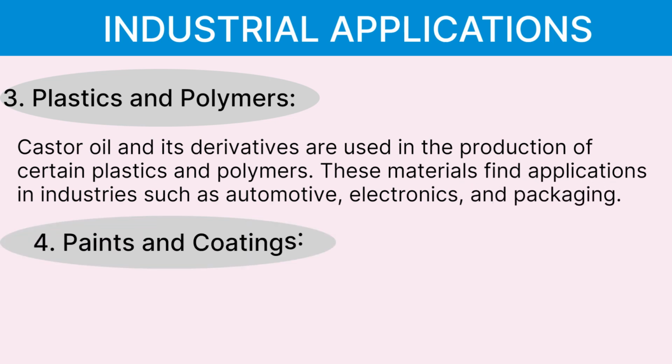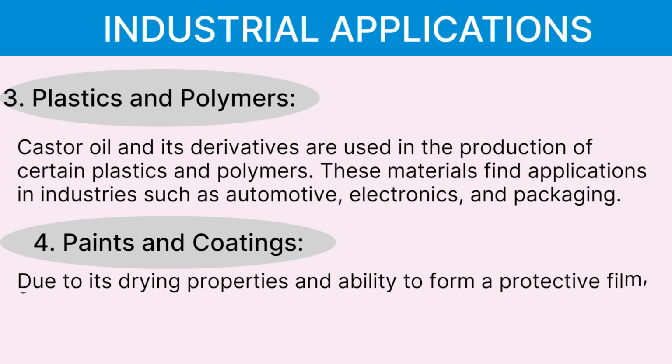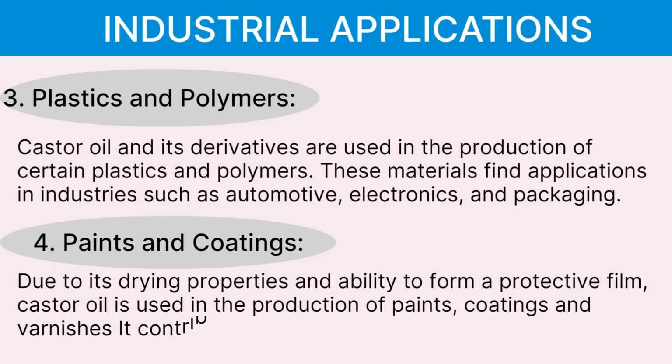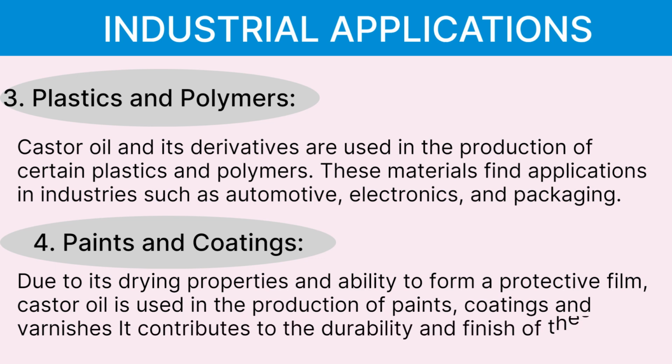Number 4. Paints and coatings. Due to its drying properties and ability to form a protective film, castor oil is used in the production of paints, coatings, and varnishes. It contributes to the durability and finish of these products.